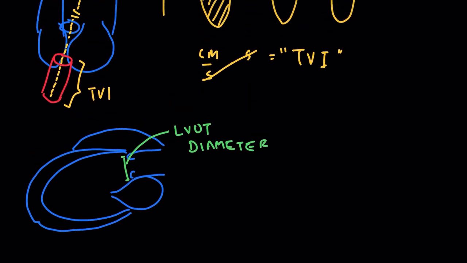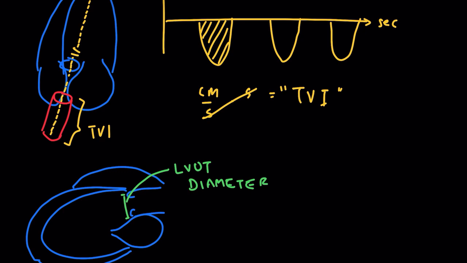And let's give some numbers. Let's say that our LVOT diameter is often around 2 centimeters, so we'll say that's about 2 centimeters. And let's say that our TVI that we measured before would be about 20 centimeters. How can we calculate the volume for this cylinder? Well, we have the length from our TVI, and we have the diameter right here. So the volume of this cylinder is nothing more than pi r squared times the length. That will be the stroke volume.